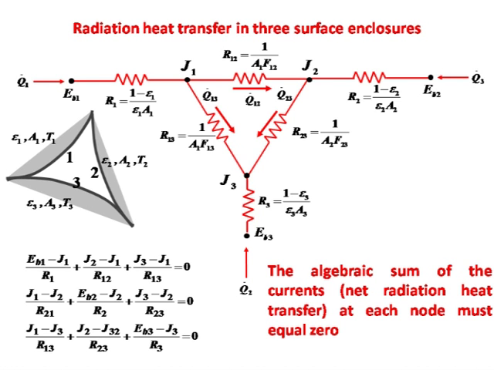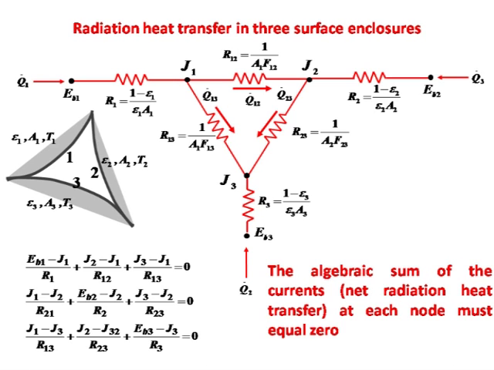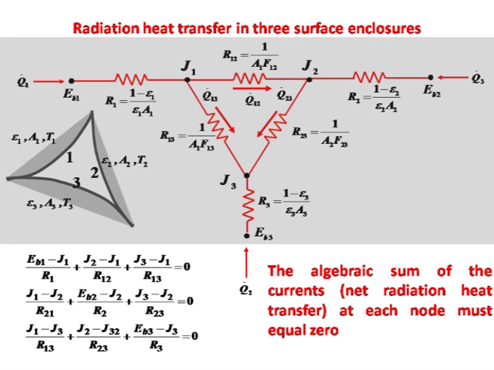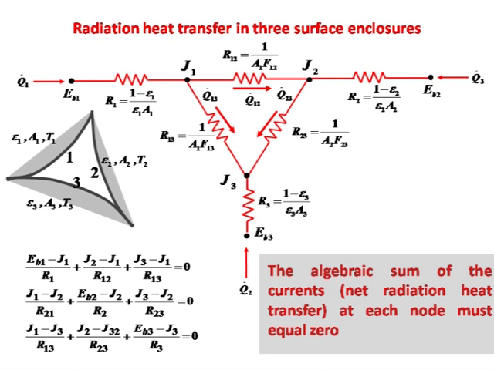Now what I am doing is applying Kirchhoff's law. This time it is not Kirchhoff's law for radiation, but Kirchhoff's law for electrical circuits, that is, voltage equals current into resistance. That's all I am applying. I take 3 nodes, J1, J2, J3. At each node, the algebraic sum of the currents must be 0. Current here means heat flux.